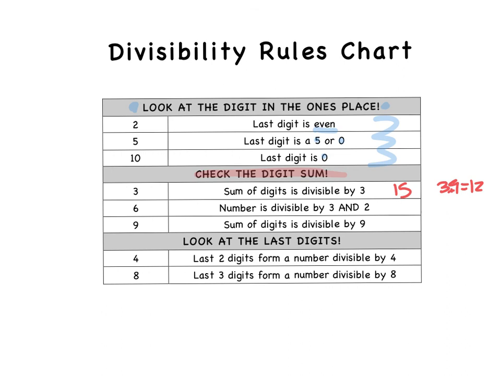If the sum of the digits is divisible by 9, then the number is divisible by 9. Look at the last digit. If the last two digits form a number divisible by 4, and the last 3 digits form a number divisible by 8. So play around with that and have that written down somewhere.